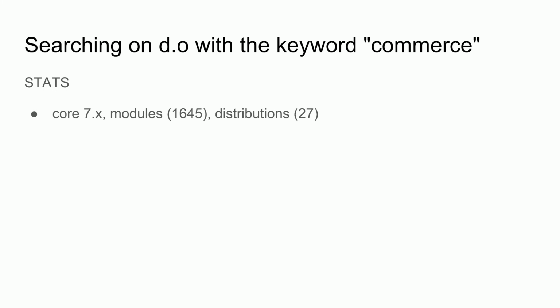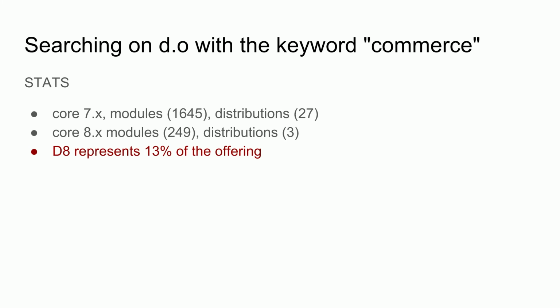If you search on drupal.org with Commerce in the module sections, you find a little bit over 1,600 D7 modules and 27 distributions. Those numbers are so-so, because when you start going through the distributions, you find really 3 or 4 that are still alive or still make sense. So take them with a grain of salt. But what I was trying to do here is just get a sense of where we are, Drupal 7 versus Drupal 8. In Drupal 8, we have 249 modules, three distributions, and there's only really one that's working. So that's 13% of the offering.